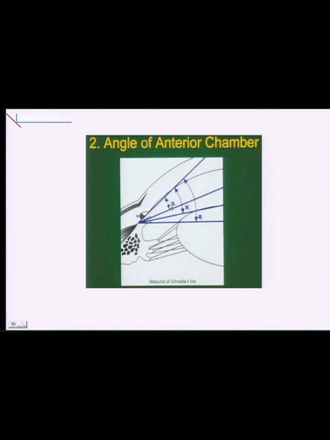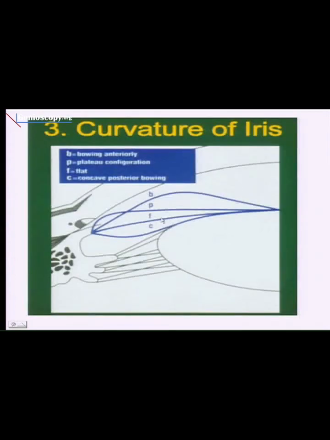So this is simply looking at the angularity by creating a tangent on the posterior surface of the cornea and then a tangent on the anterior surface of the iris. Second component, the angularity of this angle. Third component, this has to do with the curvature of the iris. And this is an essential part.